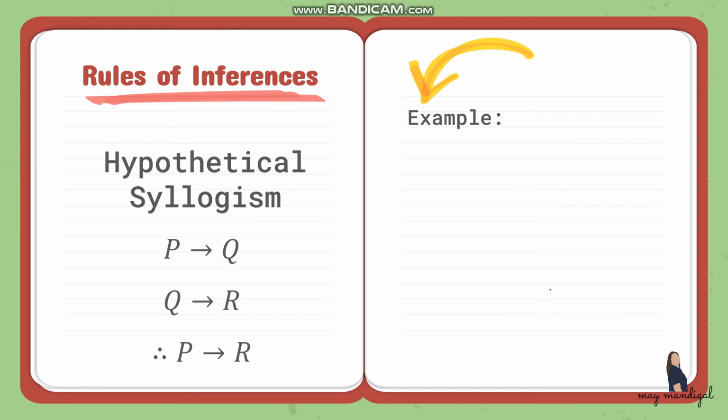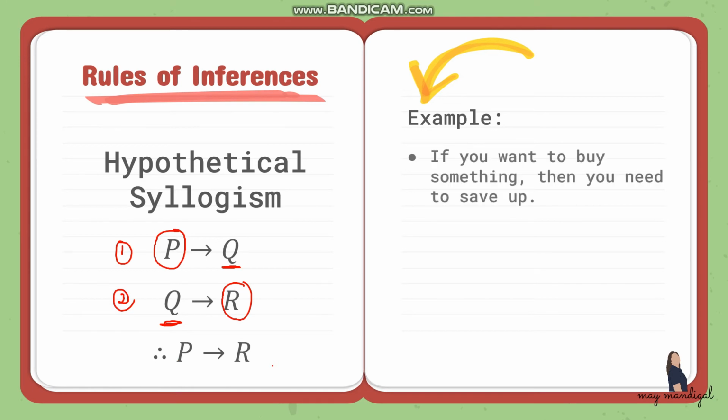So in hypothetical syllogism, we have two premises that are both implications. We have if P then Q, and then the second one, if Q then R. As you notice, the consequent of the first premise is the antecedent of the second premise. Now, to conclude, what we can do is just get the antecedent of the first and the consequent of the second and then write them as an implication.